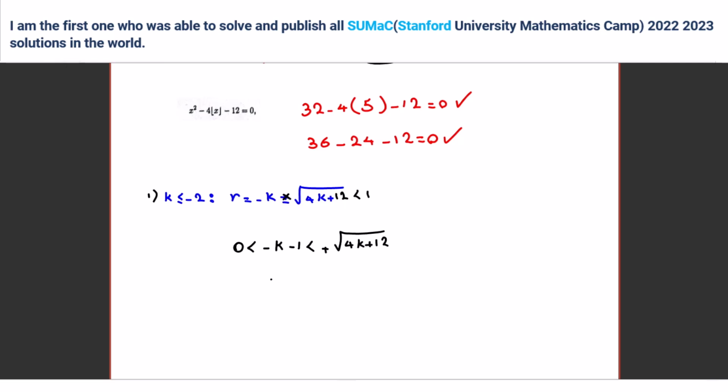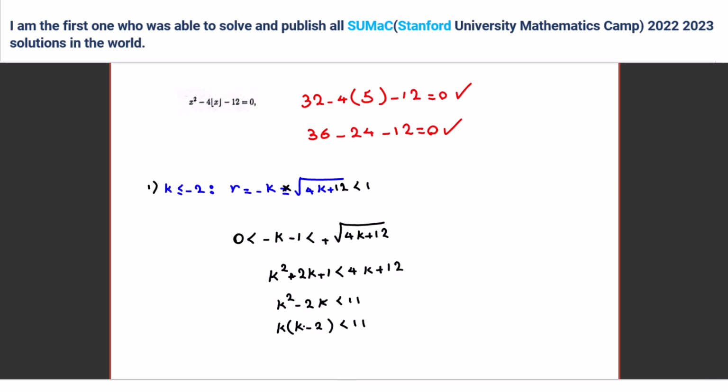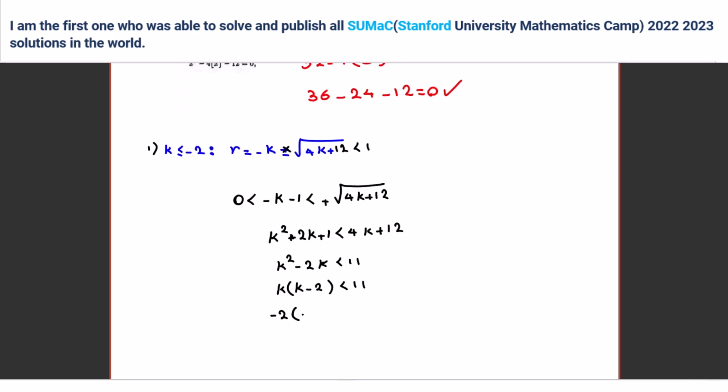Yeah. So if we raise to the power of 2, k squared plus 2k plus 1 is less than 4k plus 12, right? Yeah. So we can say k squared minus 2k is less than 11. So k times k minus 2 is less than 11. So for negative 2, it would be what? 8. So negative 2 works, 8 is good. For negative 3, it would be 15, large, right? Yeah. After that it is increasing. So for k negative 2, then x is what? X is k plus r, so it is k minus the square root of 4k plus 12, right?